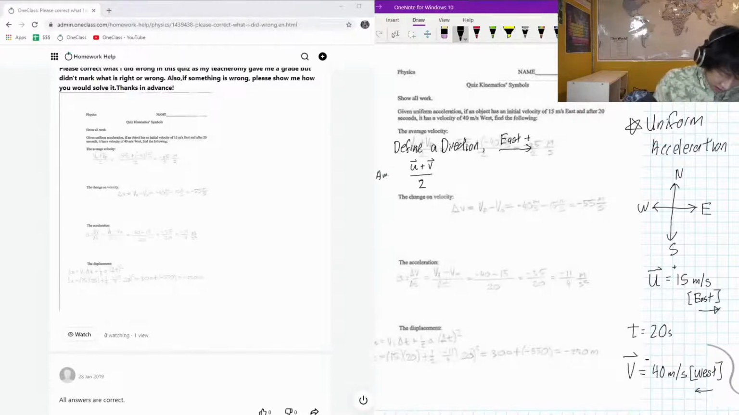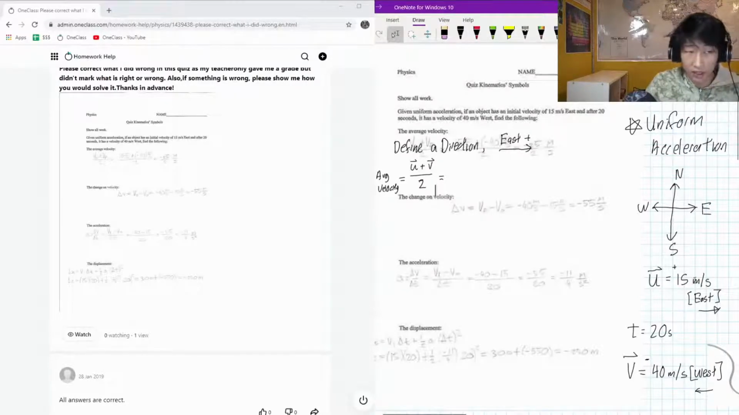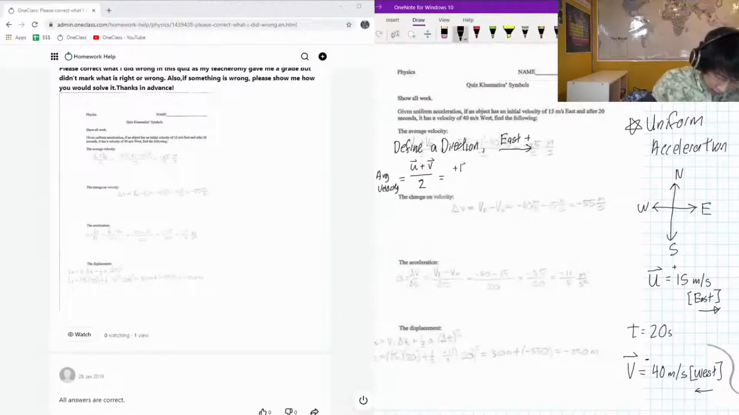And this is average velocity. Okay, so that's exactly what we're going to do. Our initial velocity is positive 15, because remember, towards the east we said is going to be positive. So plus 15 meters per second, plus the final velocity. Now we know our final velocity is going to be a negative number because we're going towards the west, and we said towards the east is positive. So we've got to do negative 40 meters per second and divide that whole thing by 2.